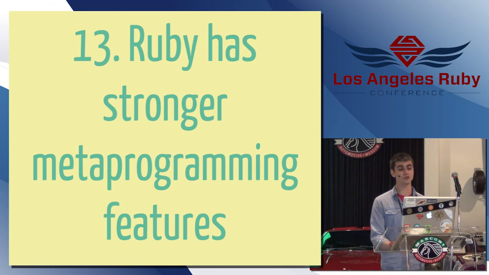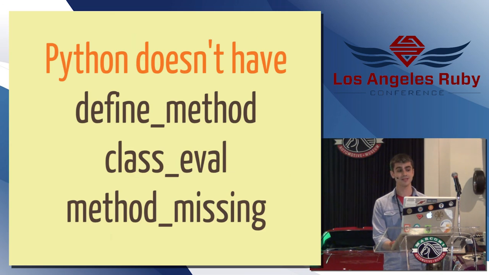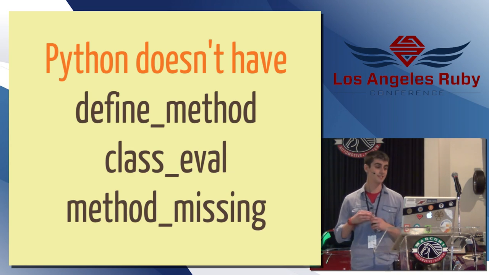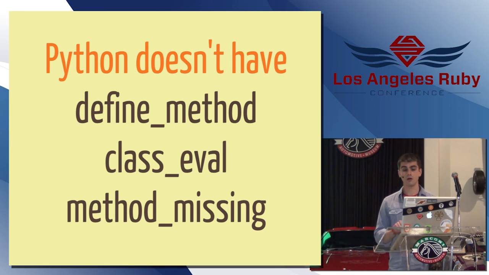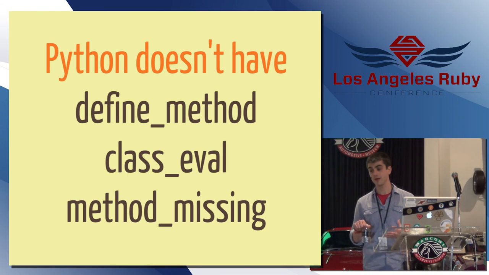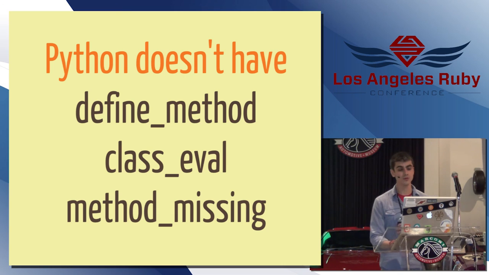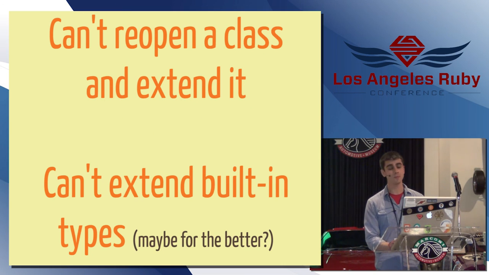And 13, Ruby has stronger metaprogramming features. Python definitely has some metaprogramming features, but it doesn't have things like define_method, class_eval, method_missing, all these great things that basically allow a framework like Rails to work the way it does. You can't open a class and extend it. If you open a class, you're going to overwrite it. You can't extend built-in types either, but maybe that's for the better, because I'm sure we've all been bitten by that at some point.